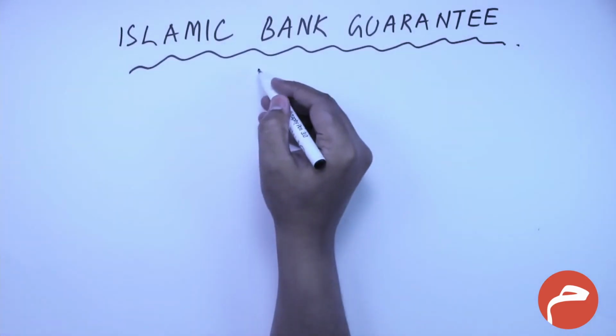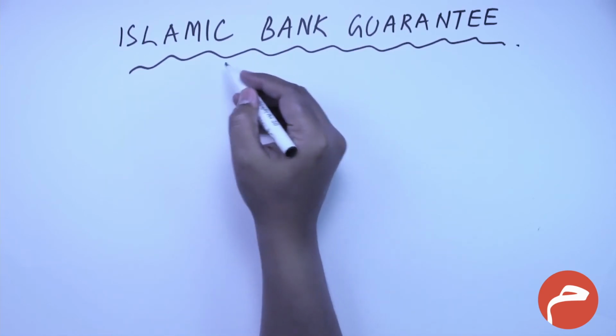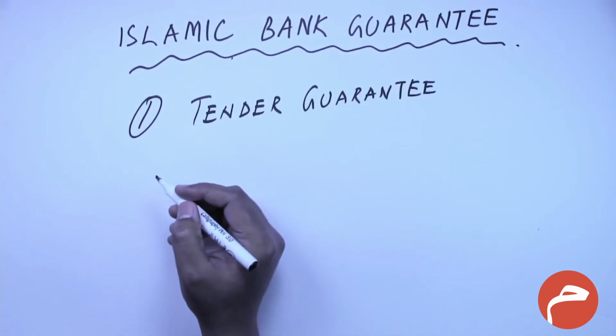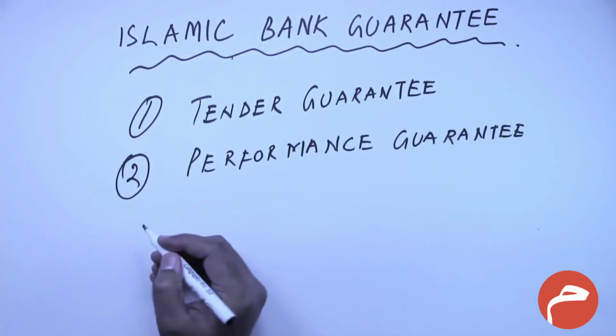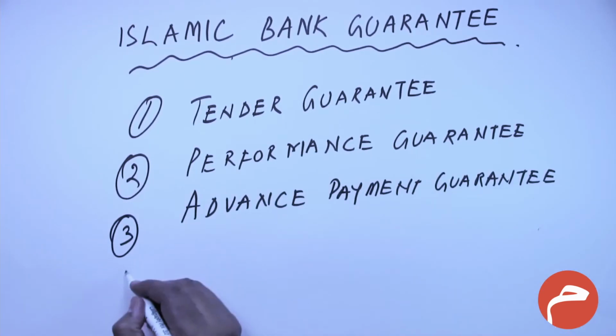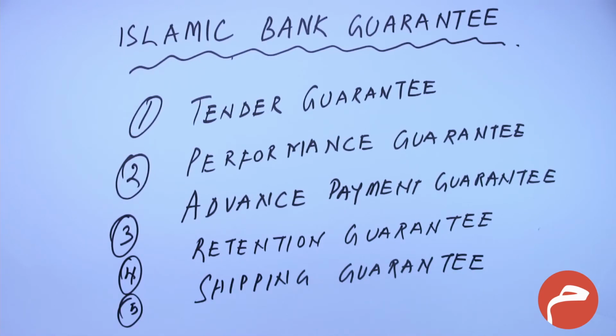There are various types of Islamic bank guarantees. For example, the first could be a tender guarantee. It could be a performance guarantee. It could be an advance payment guarantee. It could be a retention guarantee. It could be a shipping guarantee. So what we are trying to say is that there are various kinds of guarantees.